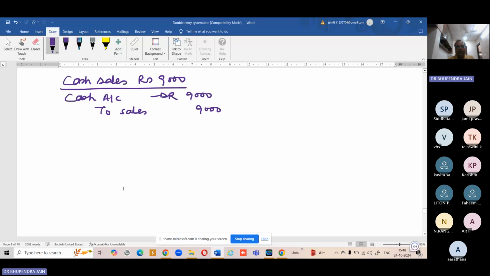After recording the day-to-day entries, now we will prepare the ledger. Ledger means a statement of each and every individual account. Now, how to post? How to prepare the ledger? Cash account debit. So record in the debit side in the cash account with the opposite side name.